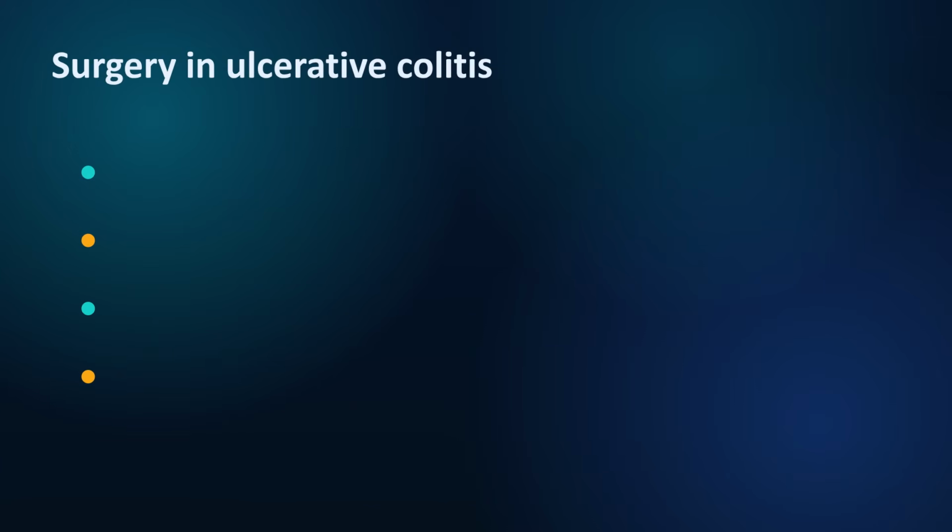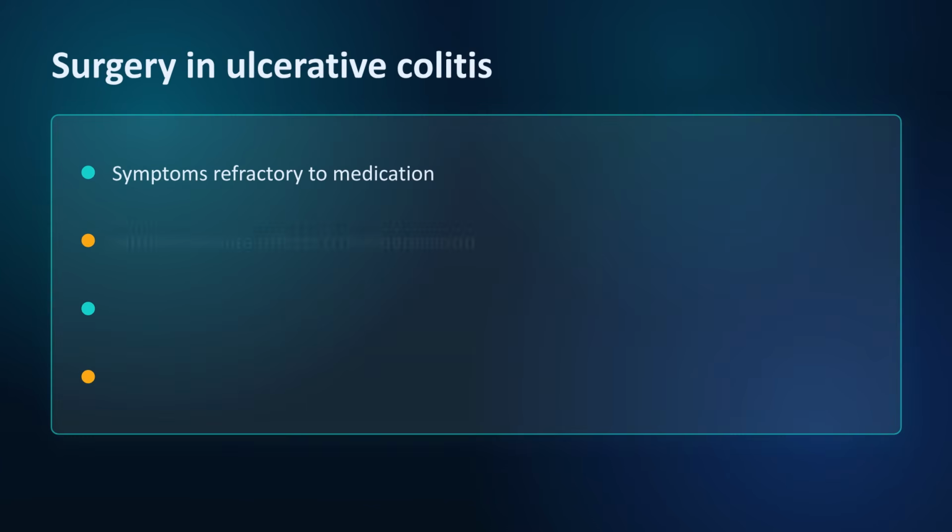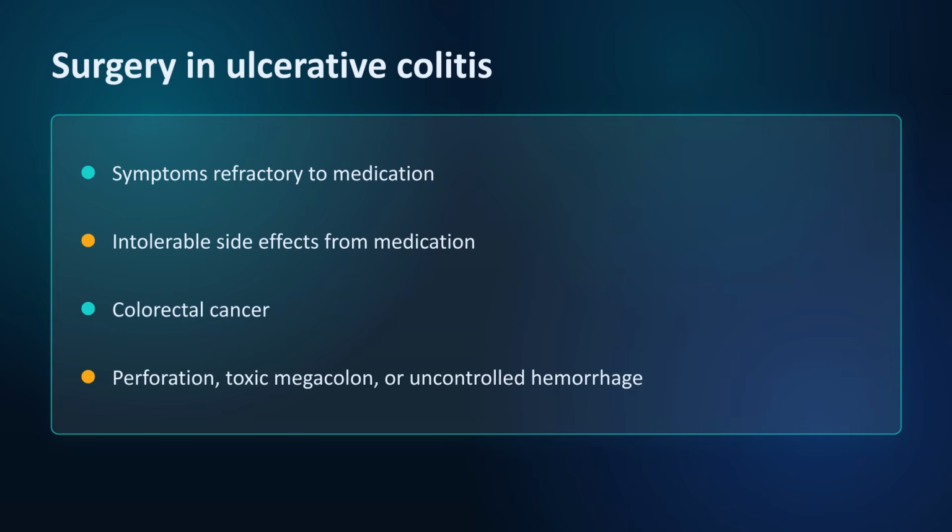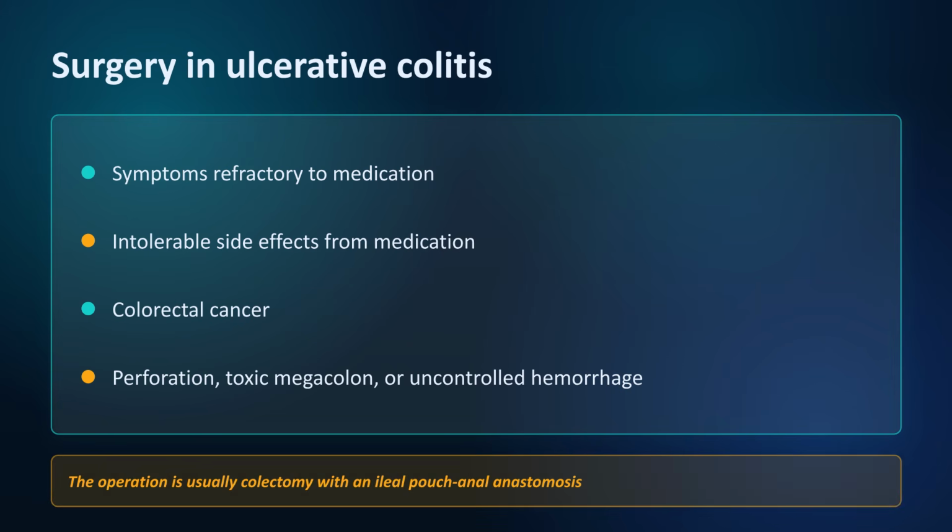Now surgery. In ulcerative colitis, the indications for colectomy are symptoms refractory to medication, intolerable side effects from medication, colorectal cancer, perforation, toxic megacolon, and uncontrolled hemorrhage. Note that the list mixes elective and emergency indications. Refractory symptoms and drug intolerance are decisions made over months in clinic. Perforation and hemorrhage are decisions made in hours. The usual operation is a colectomy with an ileal pouch anal anastomosis, which preserves continence and avoids a permanent stoma. A pouch is not possible in every patient. Age and sphincter function both matter.